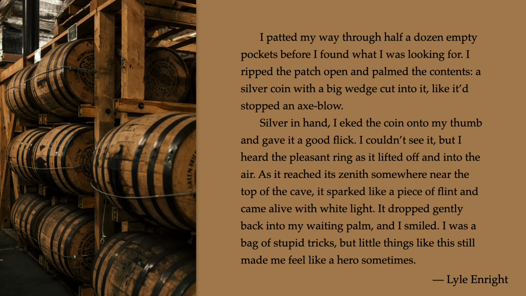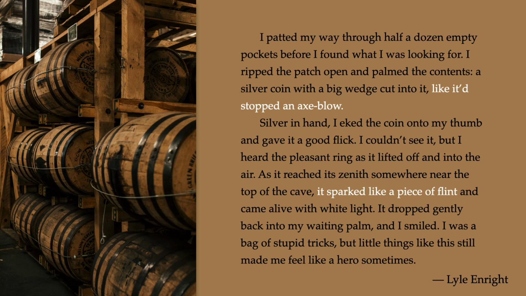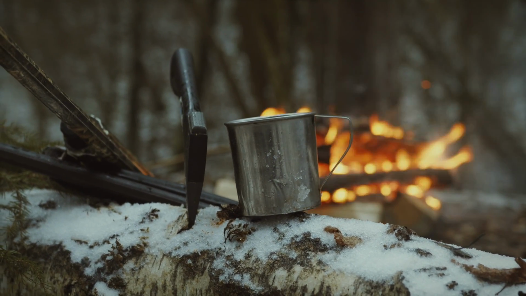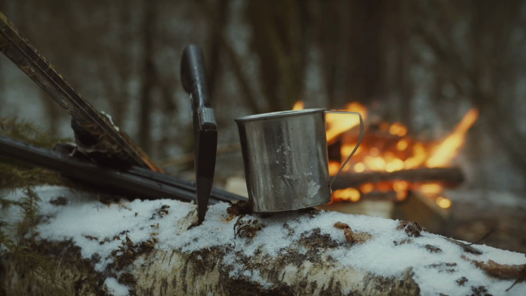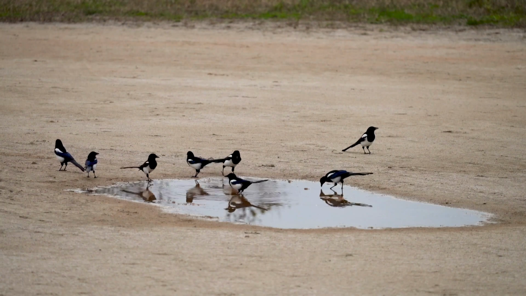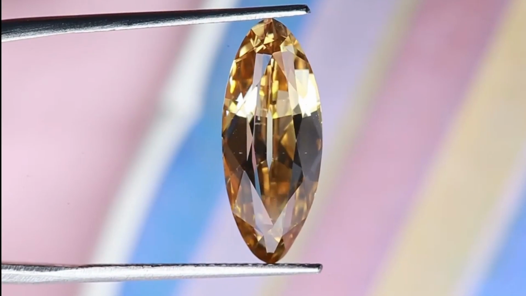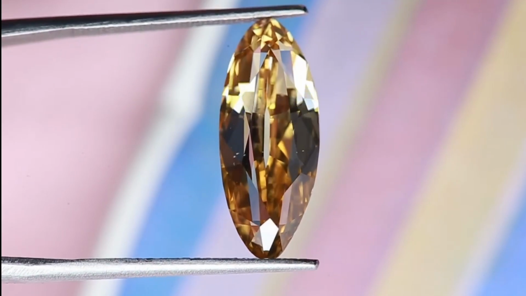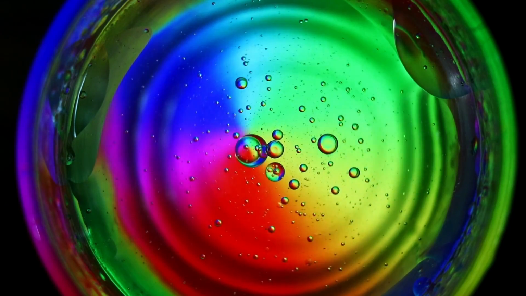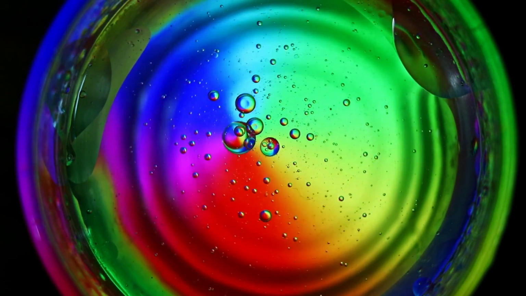The similes here include like it'd stopped an axe blow and sparked like a piece of flint. Axes and flint are both details drawn from the story's fantasy world. It feels natural for a first-person narrator to use similes and metaphors that relate to his personal experience. In a similar fashion, a character who's an expert on birds might use bird-related metaphors and talk about how a greedy man's eye twinkles like a magpie's when he sees a collection of gemstones. The character's lens for seeing the world colors how they describe it.